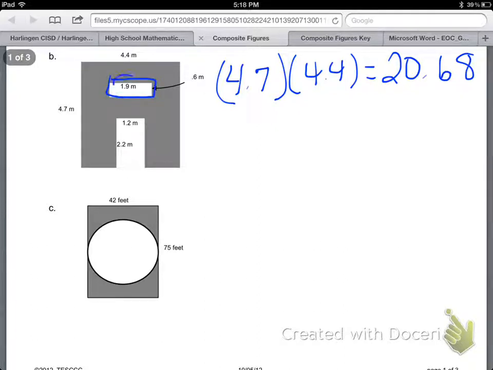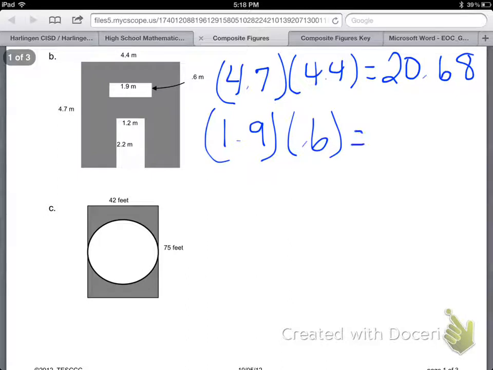And you know the length is 1.9, and you know the width is 0.6. How do you find the area to a rectangle? Length times width. Someone multiply 1.9 and 0.6. 1.9 times 0.6, and that gives you 1.14. So that gives me the area to this part in here. That's 1.14 right there.